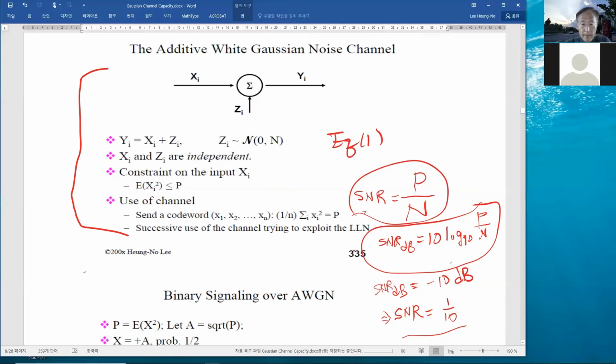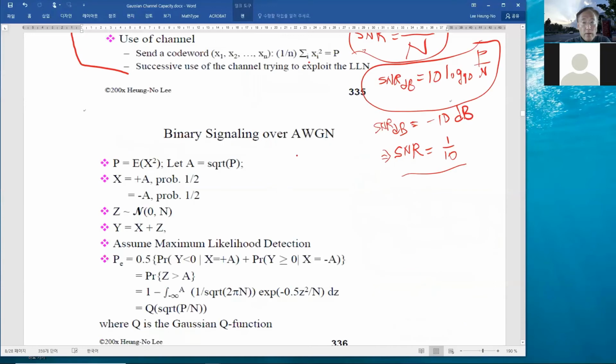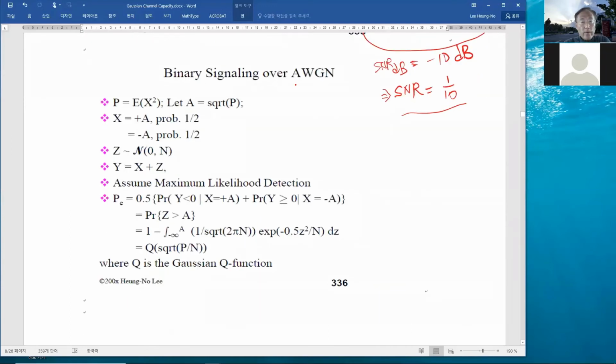Okay, let's move on to binary signaling over AWGN. In this case, we again fix the signal power to be P, so the expected value of X squared is P. Then we choose A to be the square root of P. Then X could be plus A with probability half, minus A with probability half. Then you can satisfy this power requirement. And Z is additive Gaussian noise.